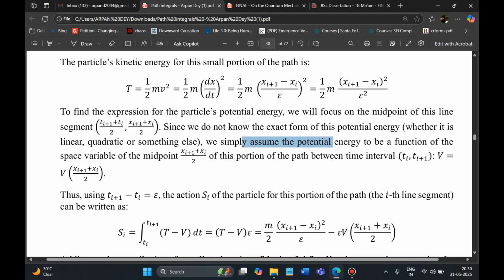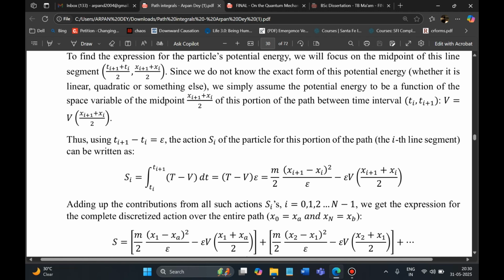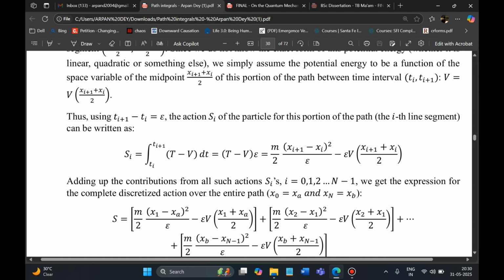So we just assume the potential energy to be a function of the space variable of the midpoint. This is a valid assumption because we take the midpoint. But of course this is an assumption. It cannot be derived. So now we can write the action for this particular line segment.